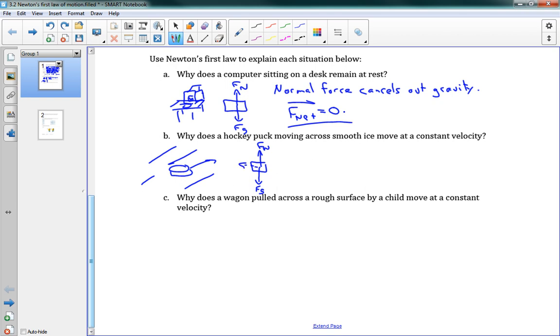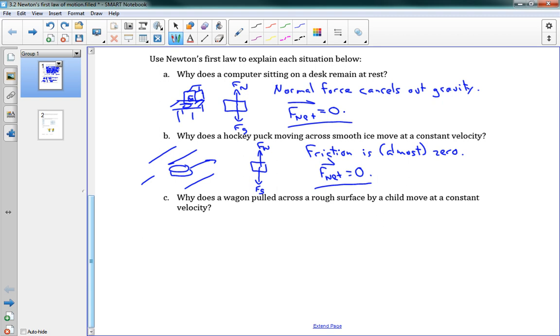Technically, there's a tiny, tiny bit of friction, but on ice, friction is so small that we can basically ignore it. And that's one of the reasons why we play hockey on ice, because we can reduce the friction. So the idea here is that the friction is, well, almost 0. That means, again, that the net force is equal to 0.